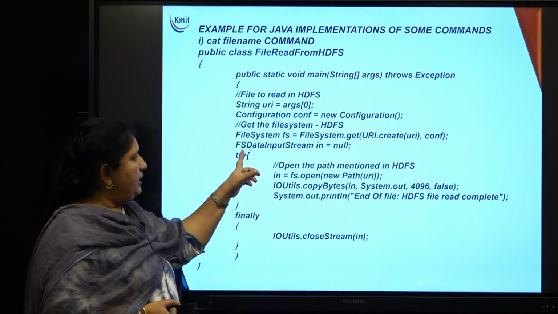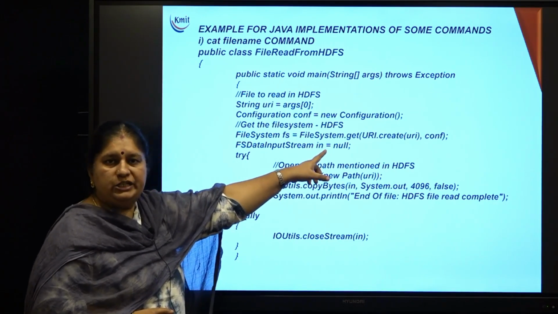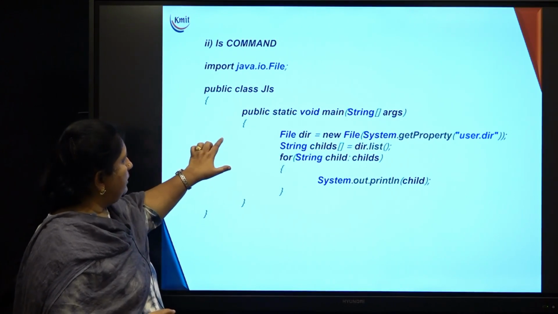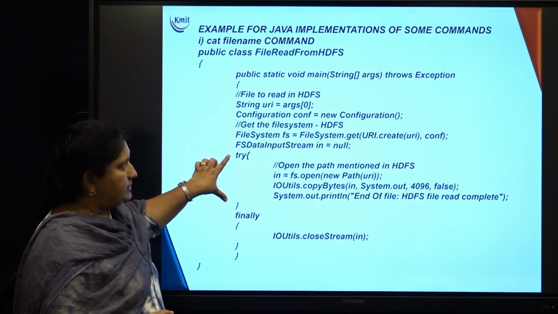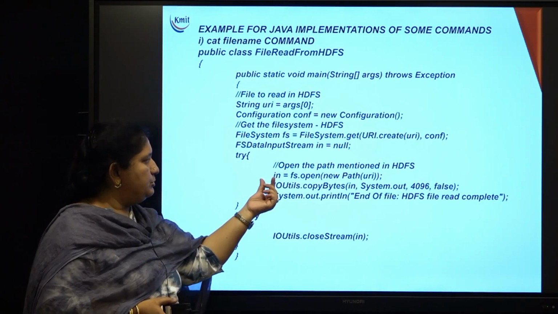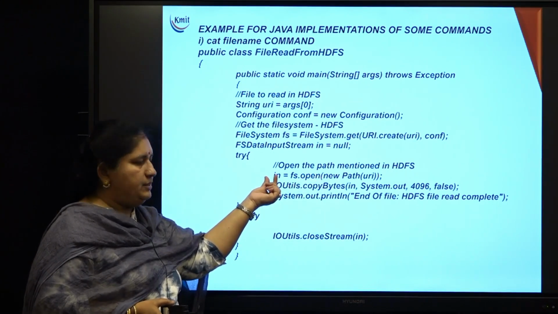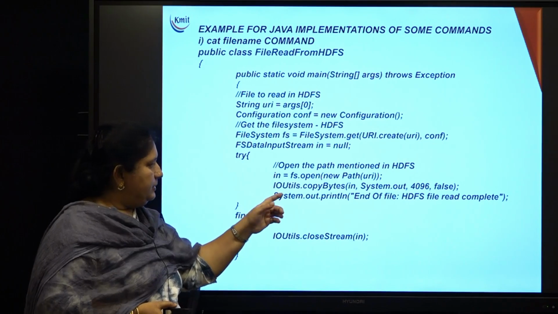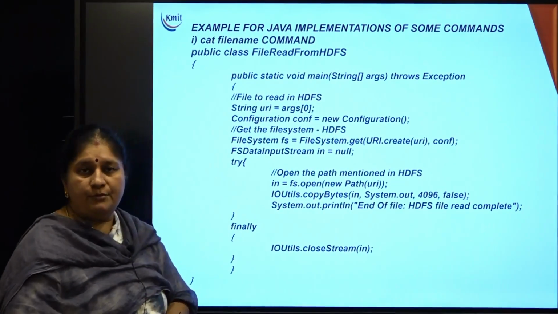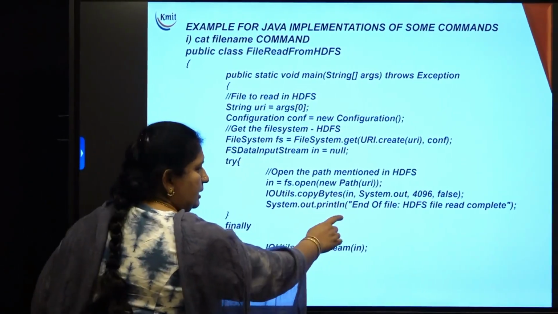Then what did you specify? FSDataInputStream is instantiated and you are initializing it to null. Under this, under try, what are you doing? As I told, we are working with exceptions. So you need to see under the try block, what are you trying to do? You are trying to open the file and associate it with the input stream. After that, you are using IOUtils.copyBytes. From the file, copy these many number of bytes. At a time, how many bytes are we trying to read out?